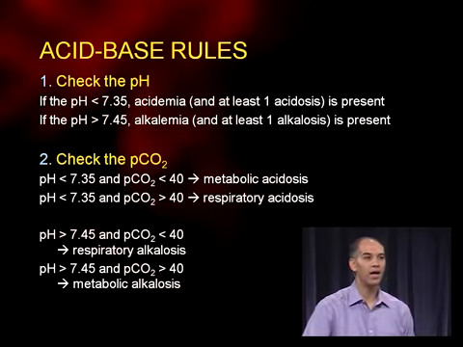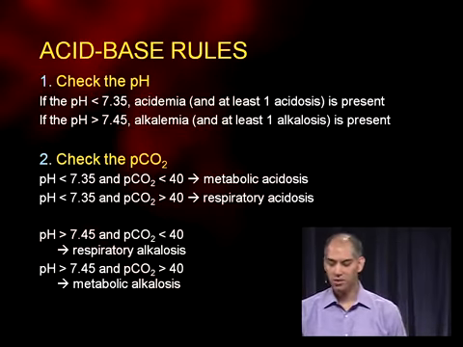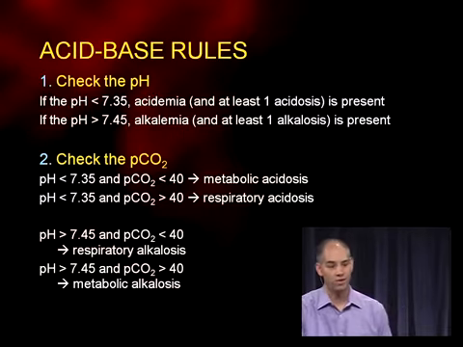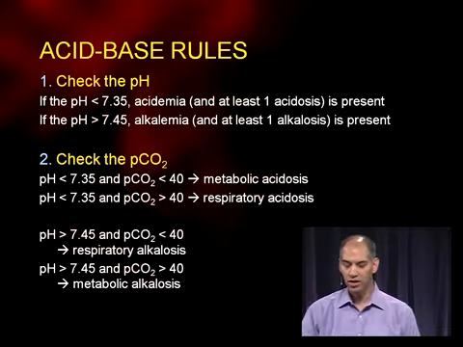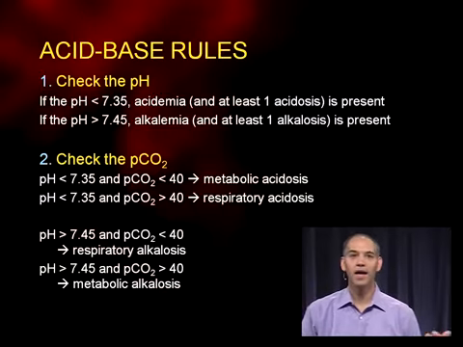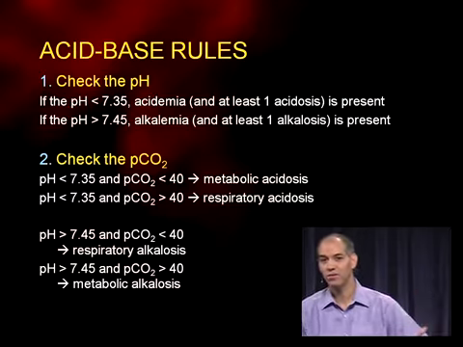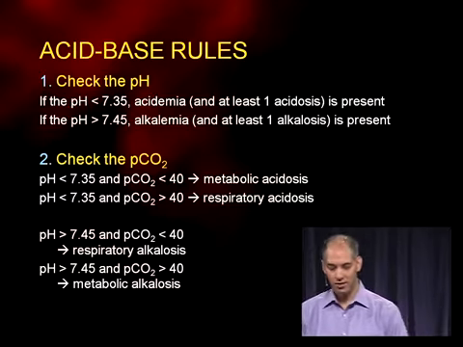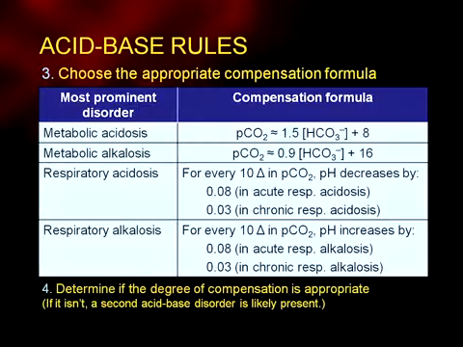Let's go through this a little bit more slowly now. You check the pH. I said if there's an acidemia, you know there's an acidosis. If there's an alkalemia, you know there's an alkalosis. If there's an acidosis and your bicarbonate is less than 40, then that's a metabolic acidosis, not a respiratory acidosis. If there's an acidosis and the bicarb is higher than 40, that means that it's a primary respiratory acidosis. I won't go through that with the alkalosis. It's the exact same. But I do want to spend a little bit of time talking about the compensation.